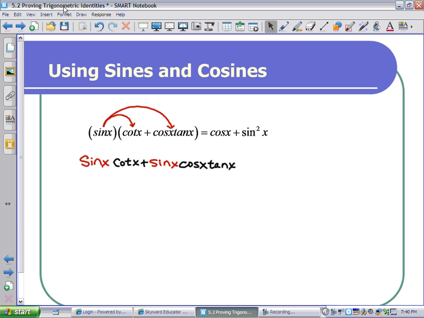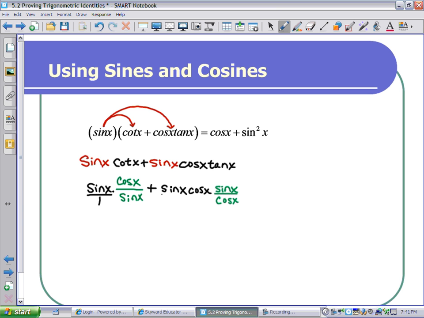So we're going to first replace cotangent x with its quotient identity, which is the cosine x over sine x. This is going to be multiplied by sine x. And if you think of it as sine x over 1, then you know you're multiplying numerator times the numerator and the denominator times the denominator. I'm going to add to that sine x times cosine x, and we're going to replace tangent x with its quotient identity, which is sine x over cosine x.